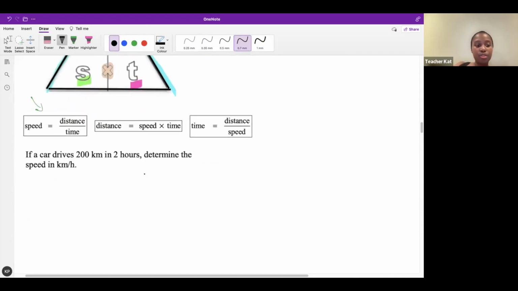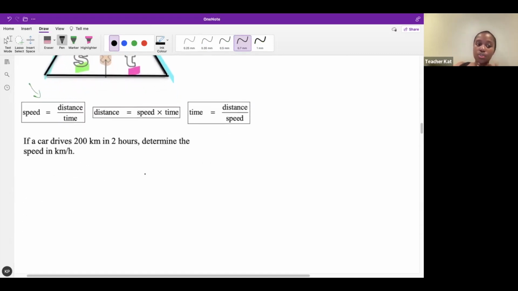Now the first one: if a car drives 200 kilometers in 2 hours, determine the speed. So they've already told us we're working out speed. What is the formula for speed? I'm going to write speed equals distance over time, which equals 200 over 2. And that gives us 100 kilometers an hour.